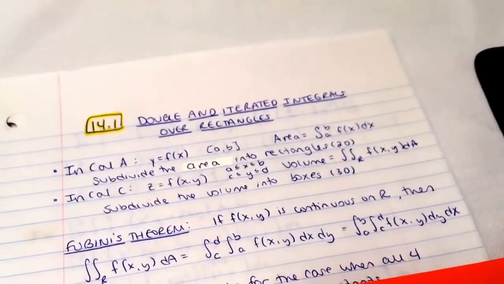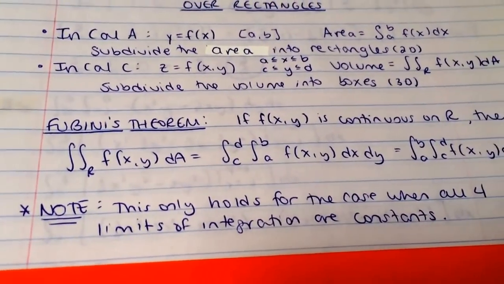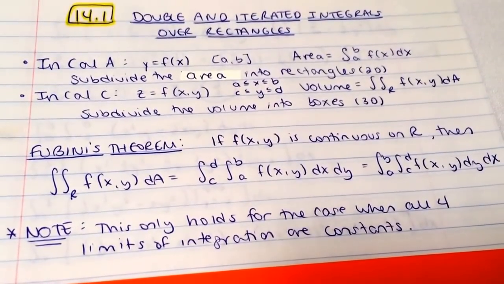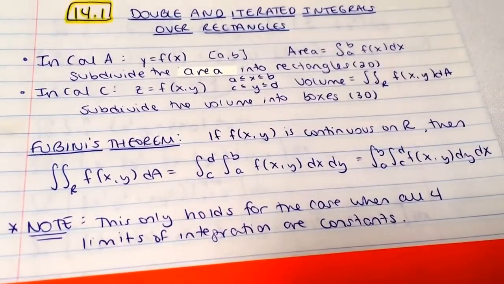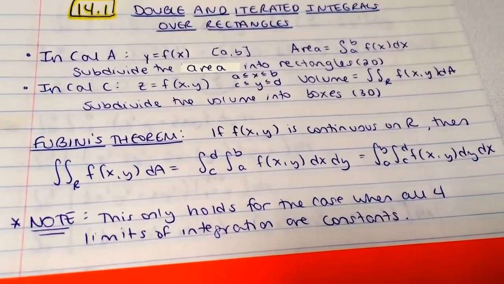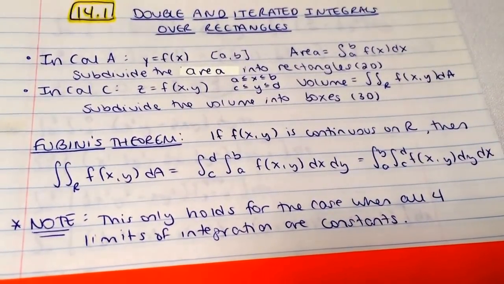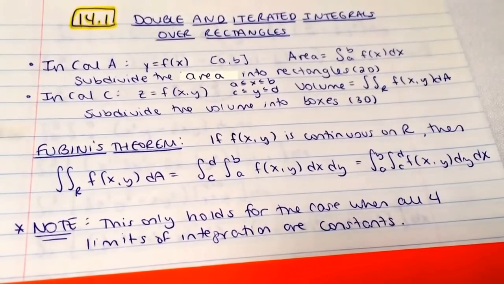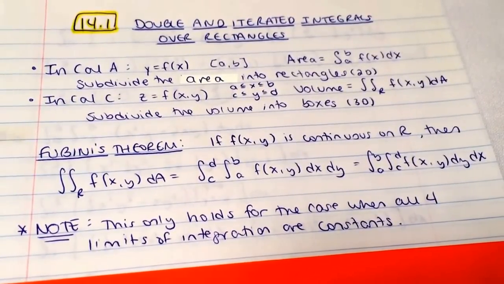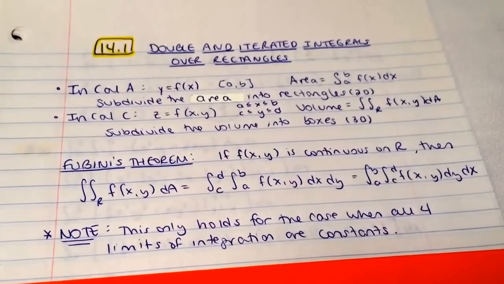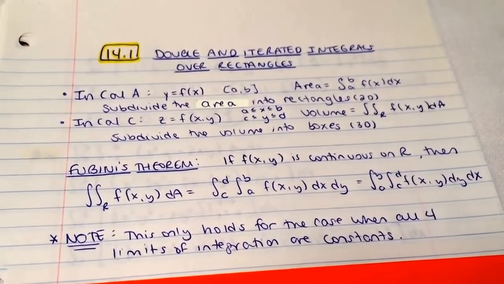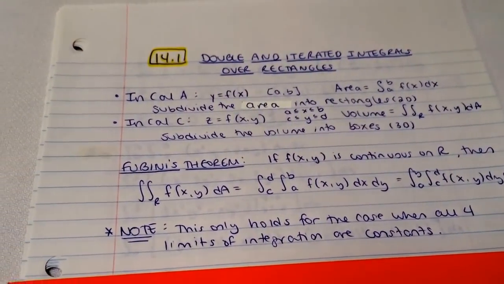Okay, so here's Fubini's Theorem, and write yourself a little note here because you're not going to notice it in 14.1, since all of them are like this, but later you're going to realize this doesn't always work. It only works when all four limits of integration are constants. So the a, b, c, d all have to be numbers. If they're not numbers, you can't just arbitrarily switch the order like you can here. So write yourself a note to remember when you can and when you can't switch them. You can switch them when they're all numbers.